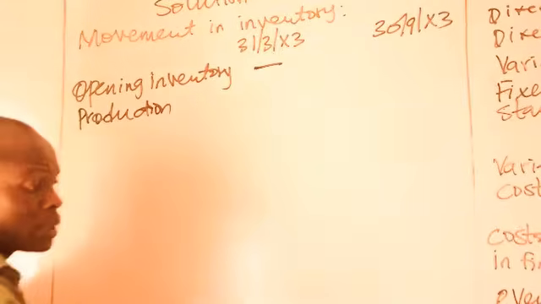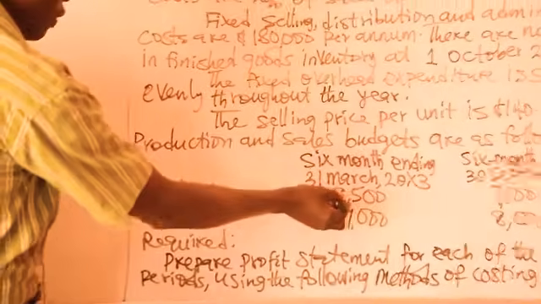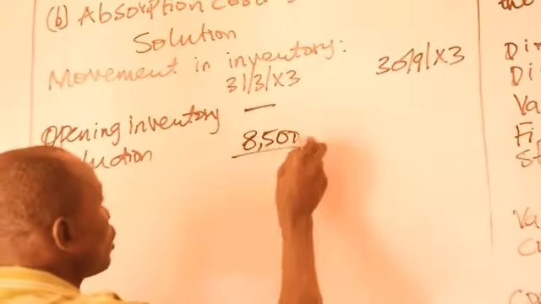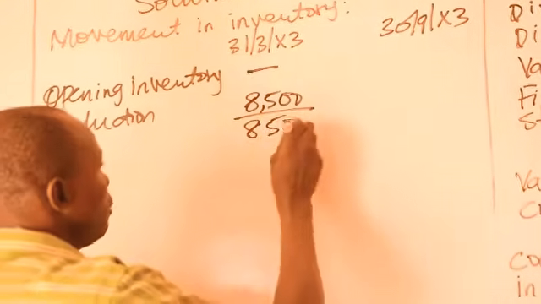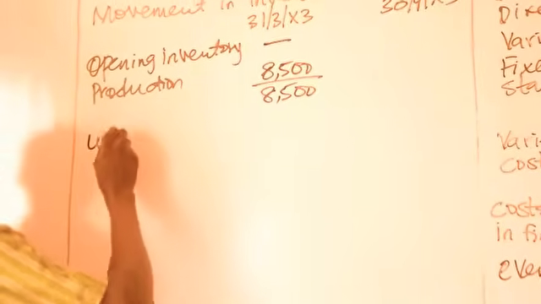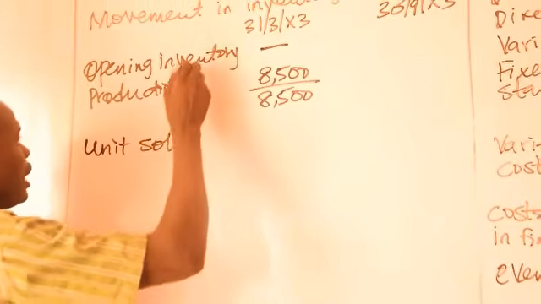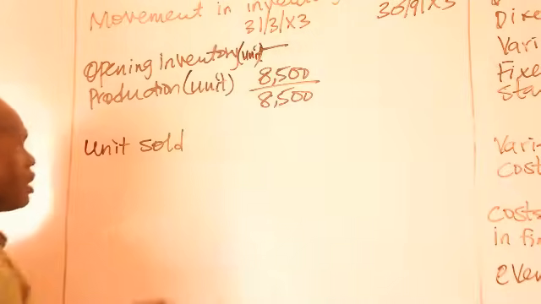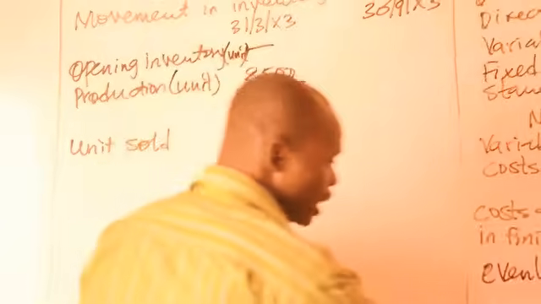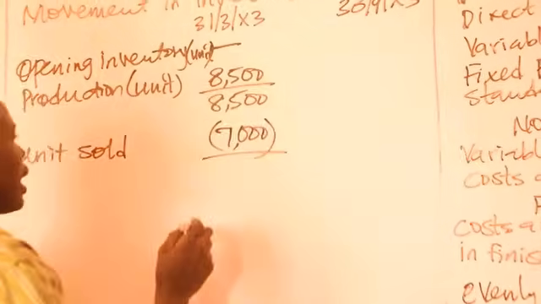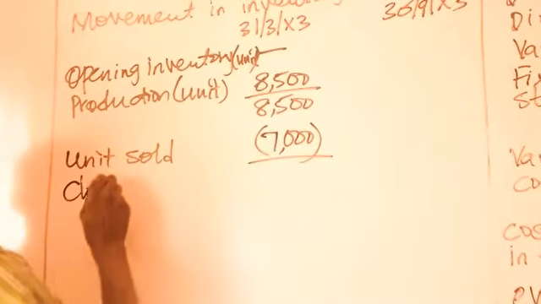Production. The units produced in the first 6 months is 8,500. When you add the production to opening inventory, you'll have 8,500 units in stock. Now less units sold. Your production is in units, and your opening inventory too must be in units. In the first period, 7,000 units were sold. If you subtract 7,000 from 8,500, you'll be left with the closing inventory.